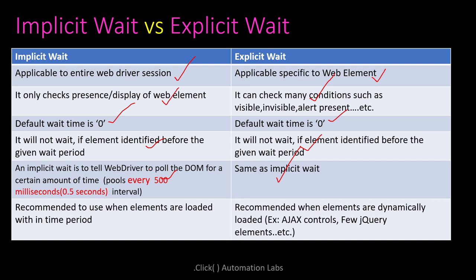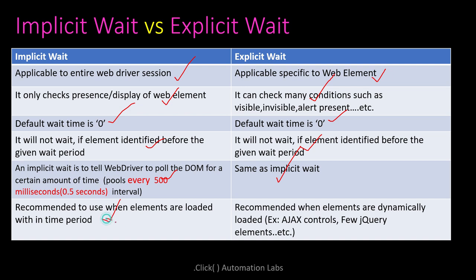Implicit wait is recommended when elements are loaded within time periods. If you have elements that are loaded in different time intervals, implicit wait is not suitable. If all the elements are loaded within time, and by practicing your application you come to know how the elements behave, then based on that you can use it.